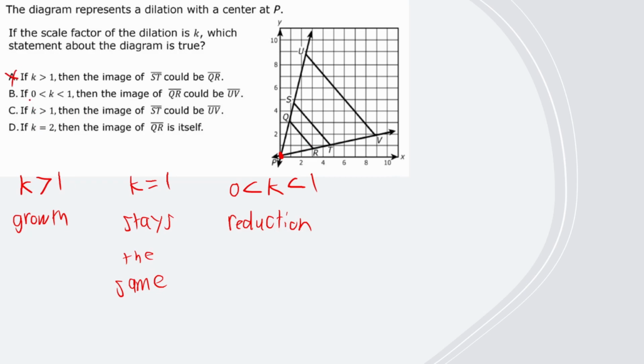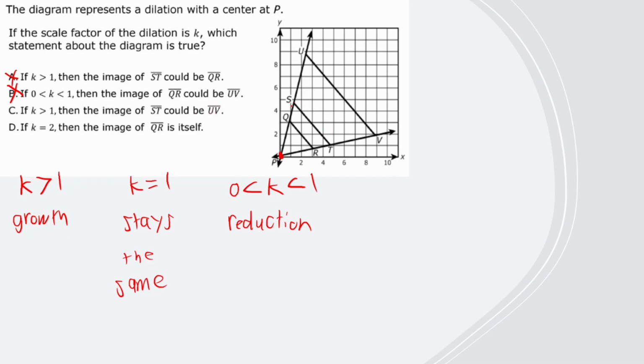Next one, it says if K is between 0 and 1, which means that this should be a reduction, then the image of QR should be UV. So QR is here. UV is out here. UV is bigger than QR. So that's not a reduction. So boom, wrong.